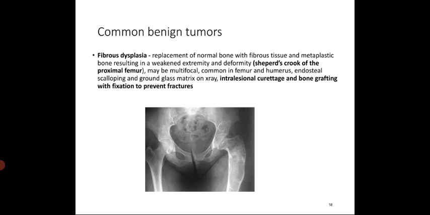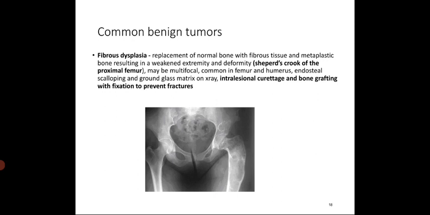Another would be fibrous dysplasia. Usually it softens up the bone. So the normal bone is replaced with fibrous tissue and metaplastic bone, leading to a weakness in the extremity. You'd see them usually in the proximal femur. Here you have what we term the shepherd's crook deformity.